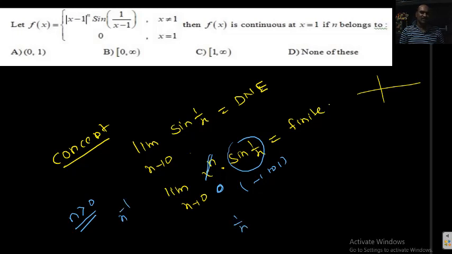What happened? 1 by x. 1 by x is tending to infinity as x is tending to 0. That is not tending to 0 now. What happened? This is oscillating, oscillating between minus 1 to 1, a finite value. A finite value multiplied with 0, then the total value is 0 only. Understood? So that finite, again I want 0 only.